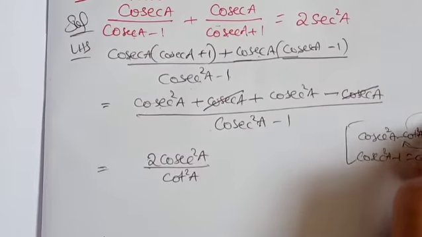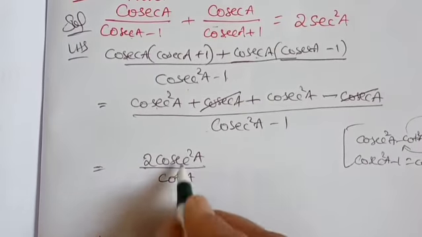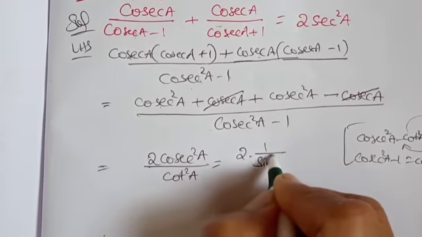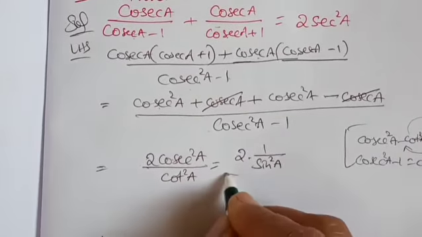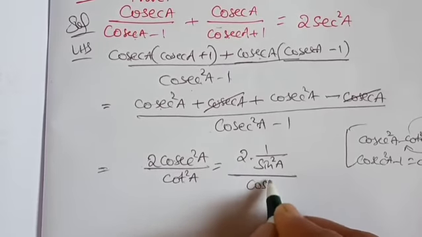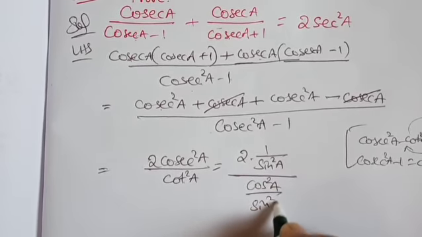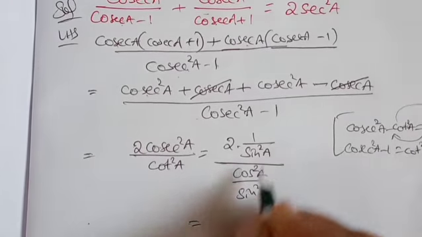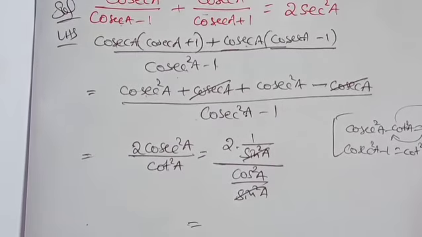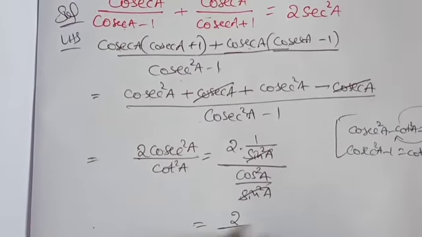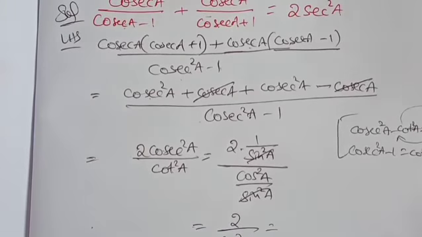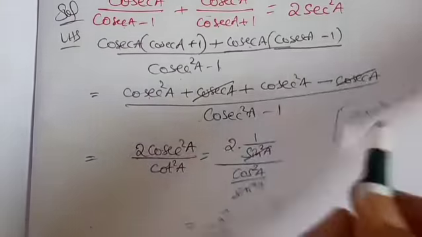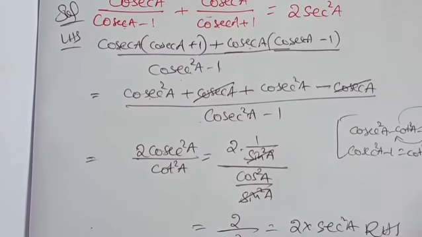Now we can write cosec square A as 2 into 1 by sine square A. In the denominator, cot square A can be written as cos square A by sine square A. Now we will write the reciprocal, or else we can cancel sine square directly. Now what is left? 2 by cos square A is left. What is that? 2 into sec square A. This is RHS. Okay, children.